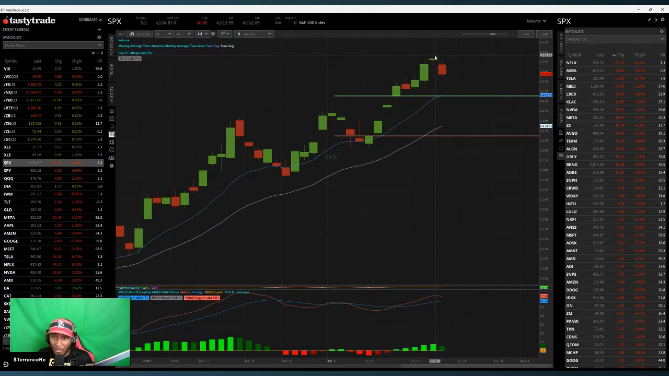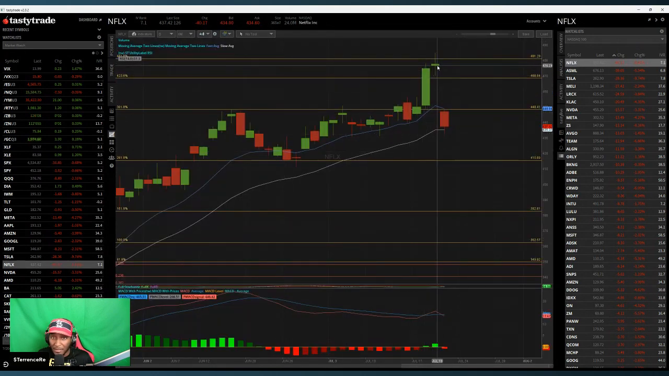When you start seeing dojis like this, or look at Netflix, you see something like this, there goes another doji at a resistance level, which everyone following this channel should have seen. Once you start seeing stuff like that, these are close-your-position type candlesticks. Same thing here.